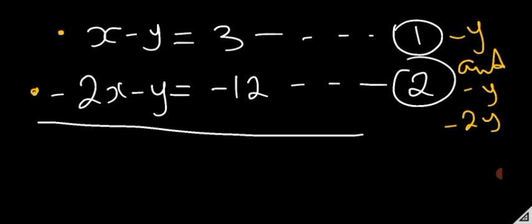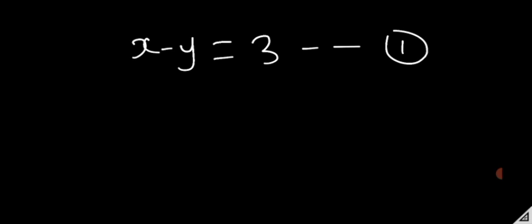So what do we do? We have to multiply this other equation by minus. If we multiply this equation by minus, minus times the minus associated with this y becomes plus. So we have minus y plus y. This gives us 0. So when we do that, our equation 1 still remains x minus y equal to 3, equation 1.